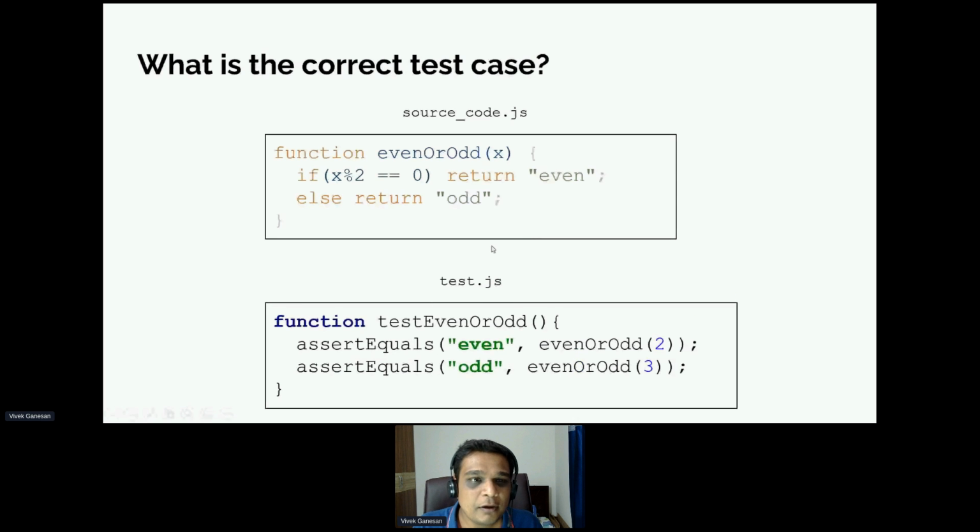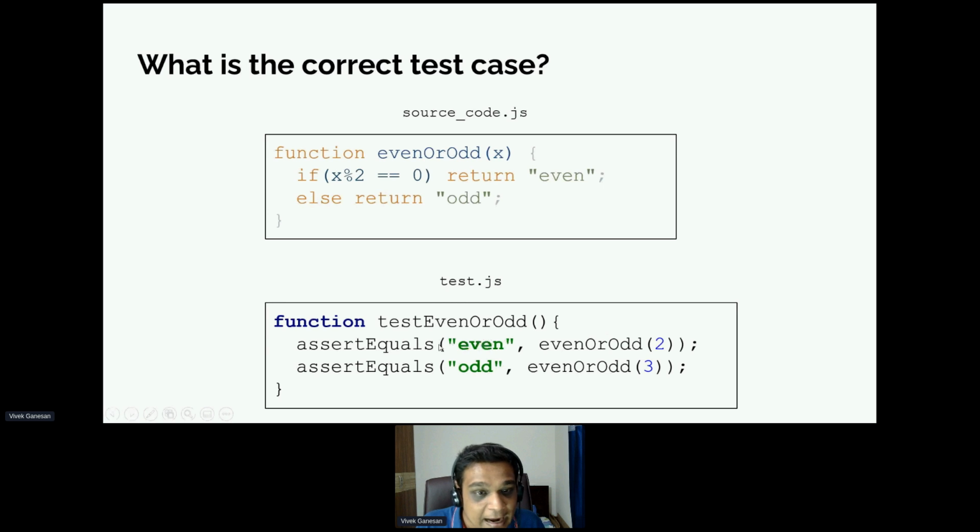Now what is the correct test case? How should it look? In case you are curious, okay, he's showing me all the wrong examples, where is the right example? So this is how good tests will look, where you are calling even or odd, and you're asserting with a specific value. So specific input, specific output, you need to verify. That is a good test, right?